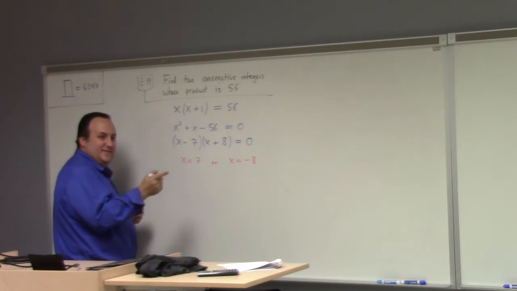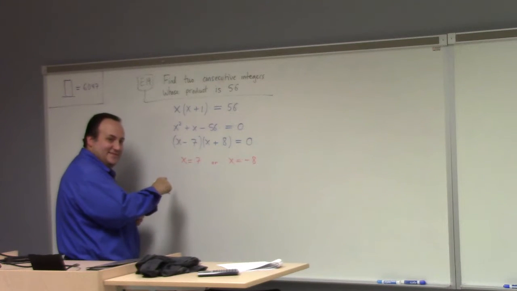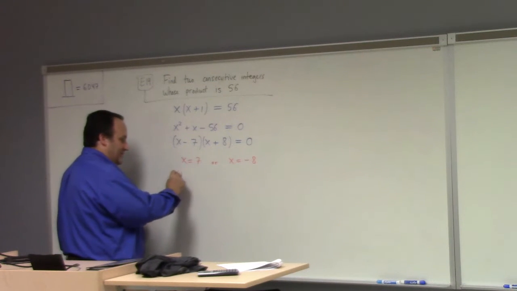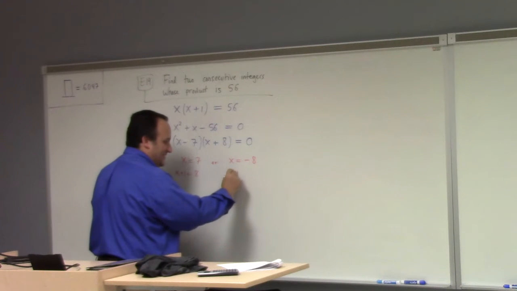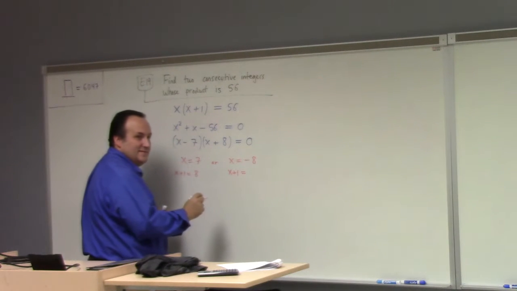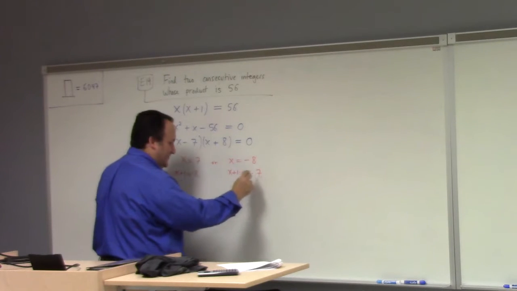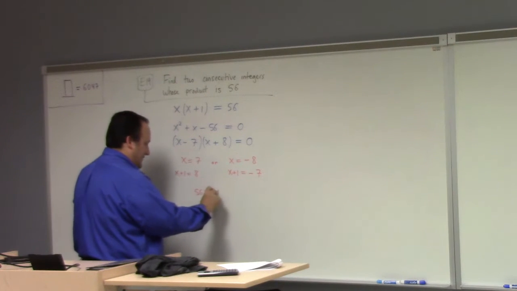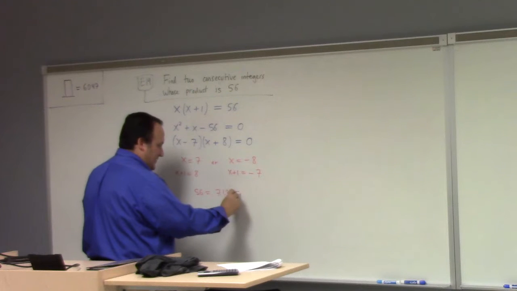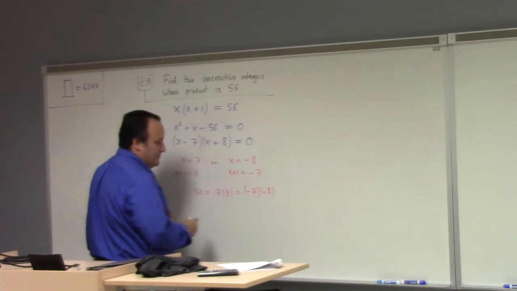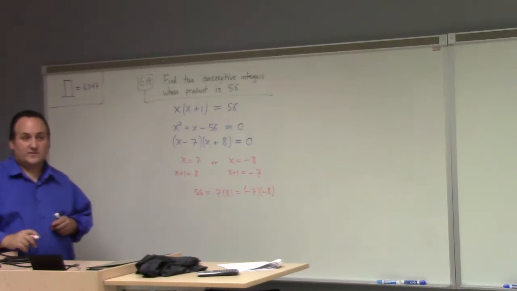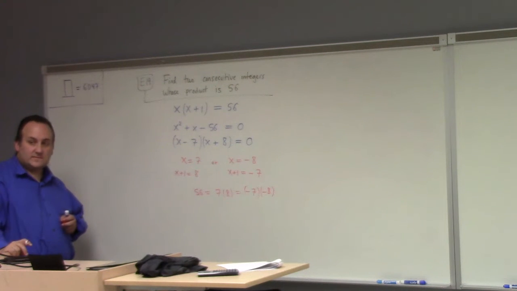And check it out. There's the answer that you guys guessed, right? Which was x plus 1 is what? 8. Or x plus 1 is what? Minus 7, right? So there are actually two answers. 56 is 7 times 8, but it's also minus 7 times minus 8, right? Those are also the product of consecutive integers. I didn't say positive integers in this problem, so there are two answers actually.